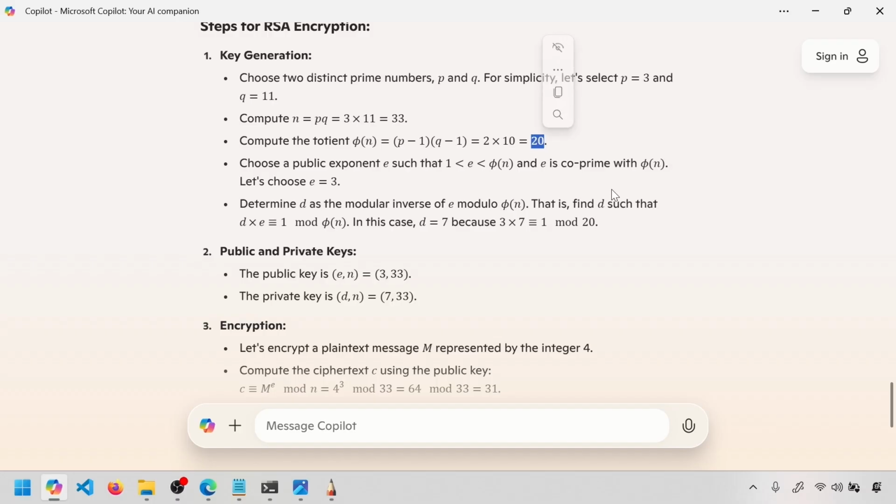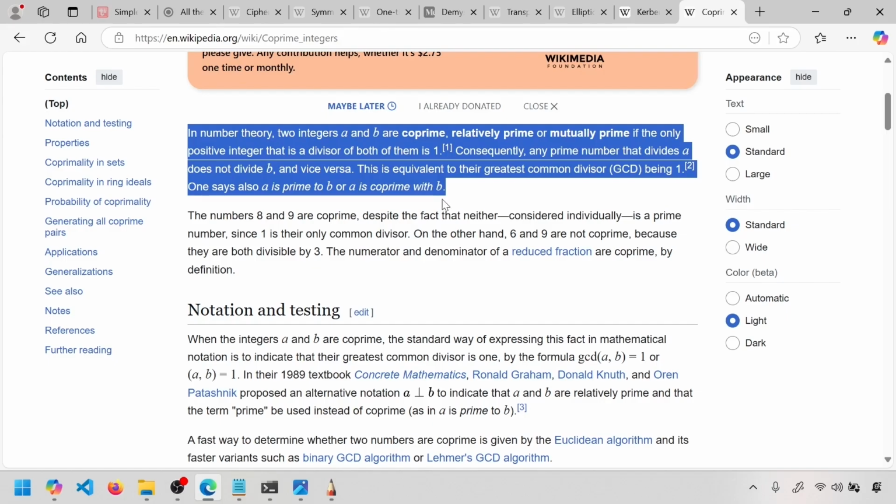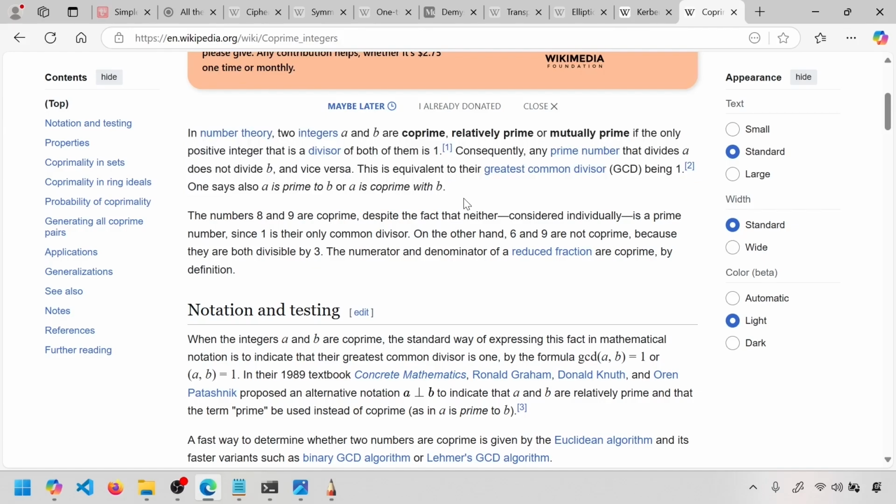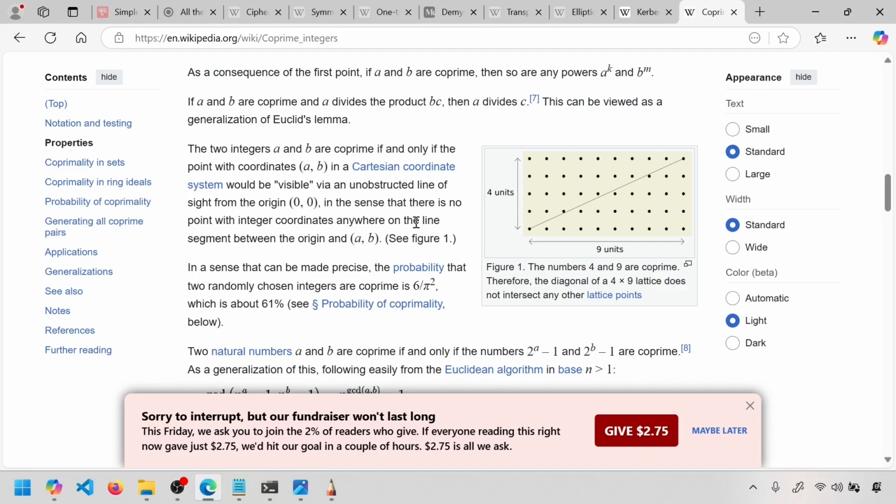So what is co-prime? This is the definition of co-prime. Two integers A and B are co-prime, or relatively prime, or mutually prime, if the only positive integer that is a divisor of both of them is 1. So basically, they should not have any common divisors other than 1. For example, 9 and 4 are co-primes. Why? Because they don't have any common divisors. The greatest common divisor is 1 in the case of 9 and 4.